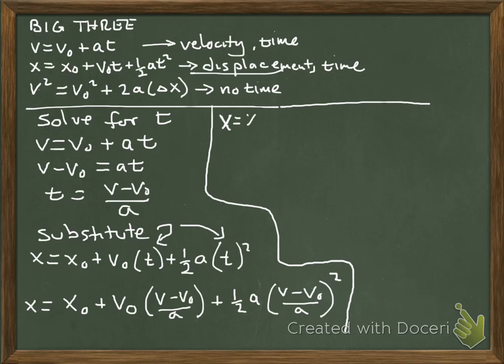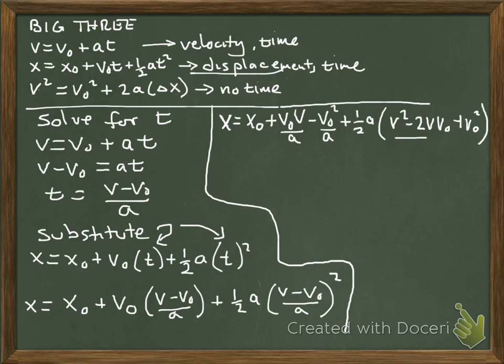So again, x equals xo plus vov over a minus vo squared over a plus 1/2 a. And now I'm going to multiply this term out, this v minus vo squared. And that's going to look like v squared minus 2vvo plus vo squared. And that's why you learned how to do that in algebra, so you can do it here in physics. And then that's divided by a squared.